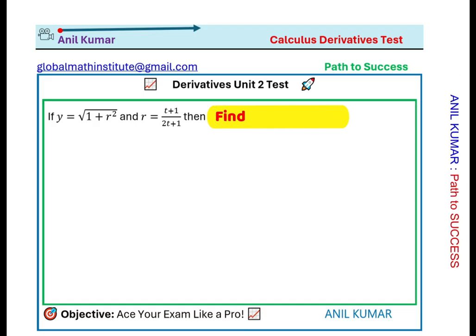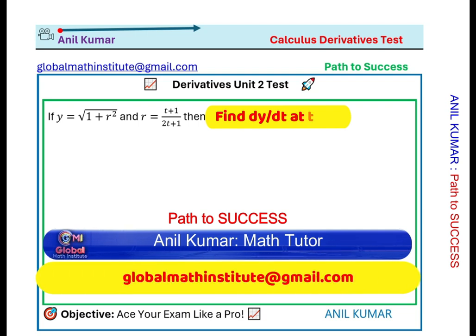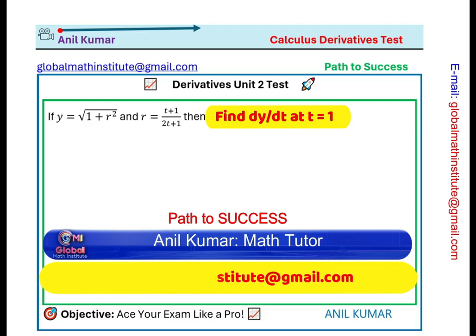If y equals square root of 1 plus r squared, and r equals (t plus 1) over (2t plus 1), then find dy/dt at t equals 1. Now, this is a straight application of the chain rule. Let's see what is the efficient way of solving such questions.